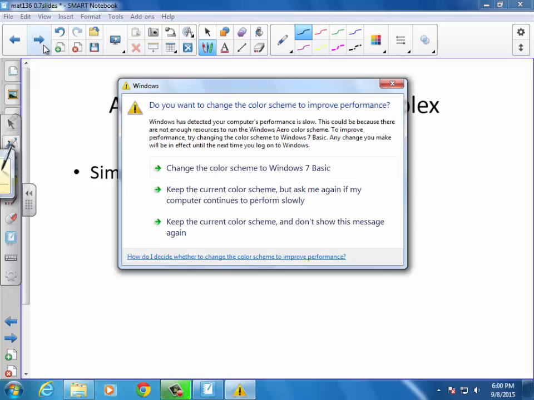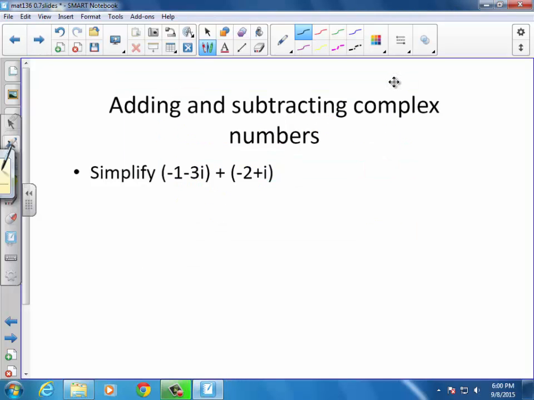Adding and subtracting, basically, it's very much like what you guys do with like terms. So the real components you can add together, or combine together, and the imaginary components you can combine together. So if we're going to simplify something like this, you'd add -1 plus -2 to get -3, and -3i plus, well, there's no number in front of the other i, so you think of it as a 1. So -3 plus 1 is -2. And that's a minus.